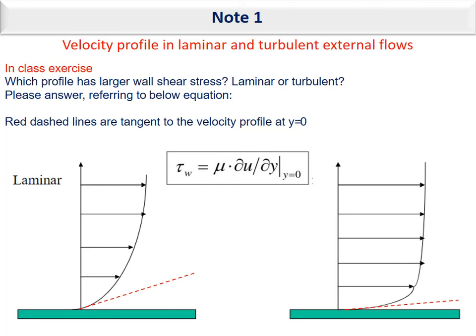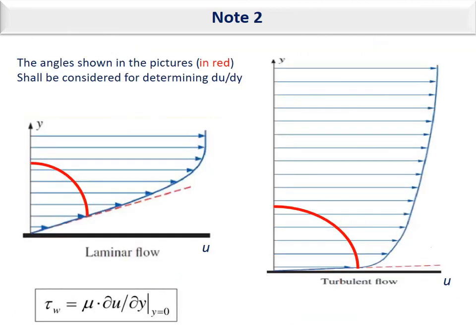Okay, I hope you answered the question. Actually, this shows my question better. I forgot to click on it. Actually, the question is which angle. By which angle I mean the red angle or green angle. Which one is the angle which you use to determine round u over round y at y equals 0? Okay, let's see the answer.